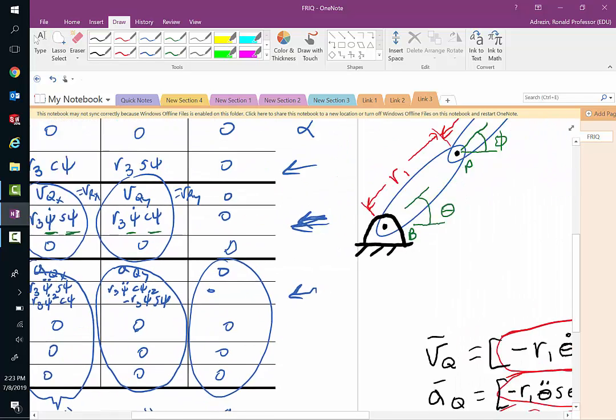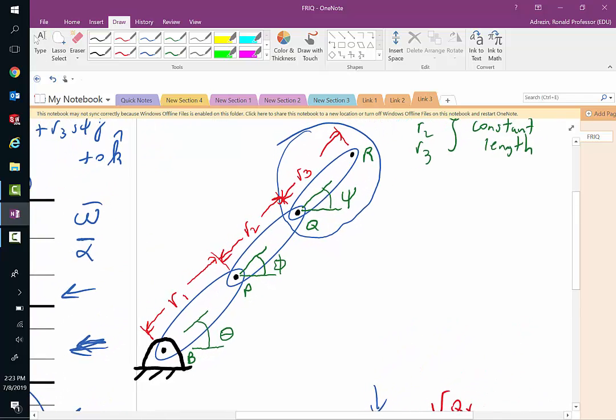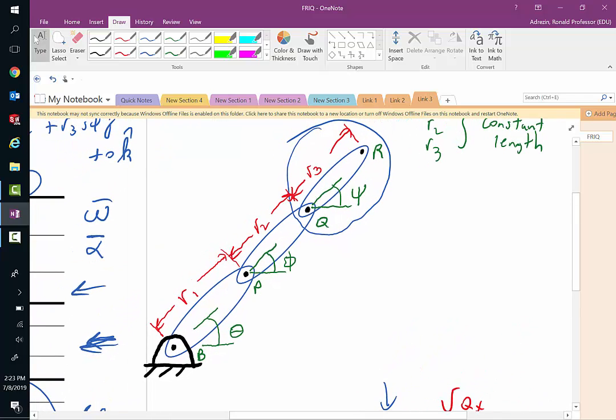So again, hopefully we have the same pattern, but what have we done? We've done a triple pendulum to find the velocities and accelerations if needed at capital R.